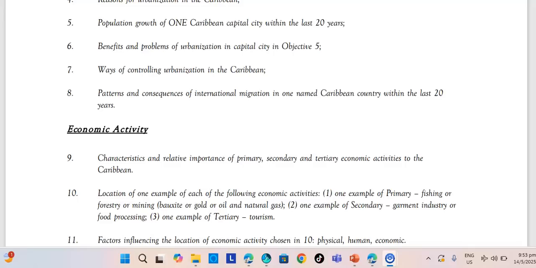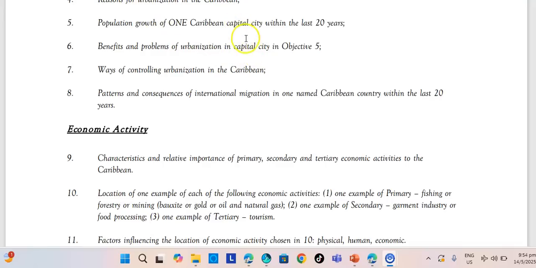The Greater Kingston area, including St. Andrew and Portmore, has seen more growth than the city centre itself. Now, what are the benefits of urbanization? What are the benefits and problems of urbanization in a capital city?